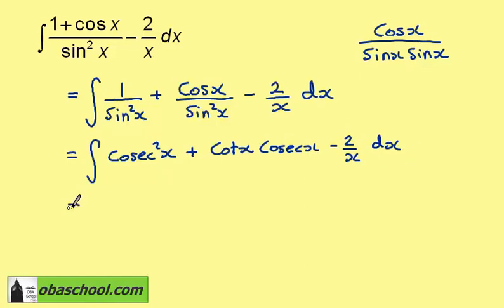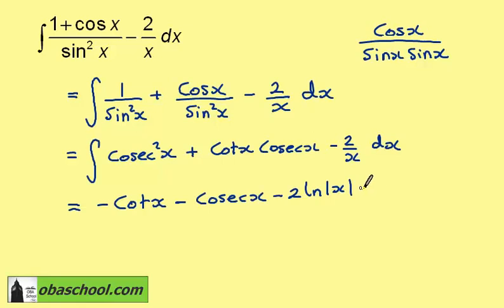All of these are now standard integrals. If we integrate cosec squared x, we get minus cot x. If we integrate cot x cosec x, we get minus cosec x. And if we integrate minus 2 over x, we get minus 2 times the log of mod x.